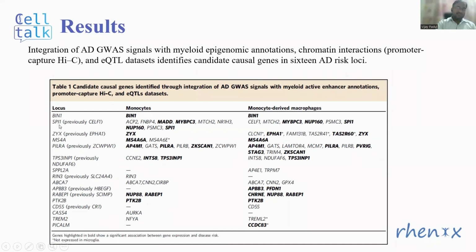And in this SPI1 locus, these genes have been found to be associated, but those in bold are found to be highly associated with gene expression and the disease risk. So in this way, they have found different alleles, and this is a result of integration of GWAS analysis and also the myeloid cell epigenetic analysis.